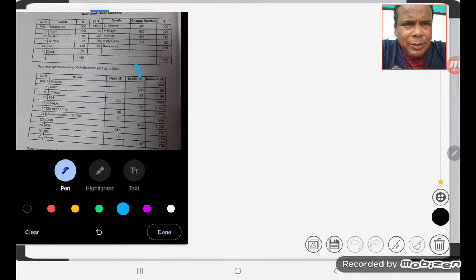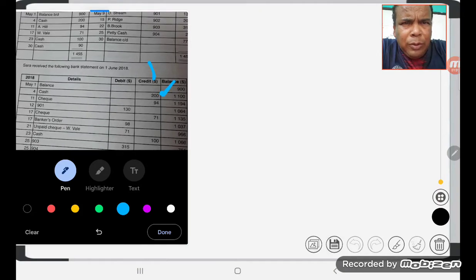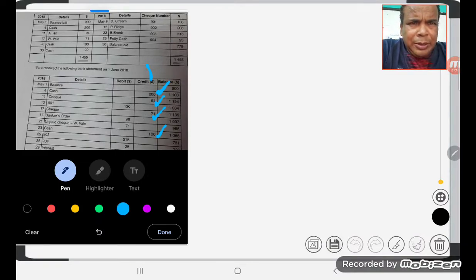So we have the balance 900, and then we have 200 on the debit side. So on the credit side we have 200. We have 94 on the debit side, we have 94 here. We have 71. 100 has been credited, and 90. We don't have 90, it has not been credited. This 90 is known as uncredited. So we have to write down uncredited 90.